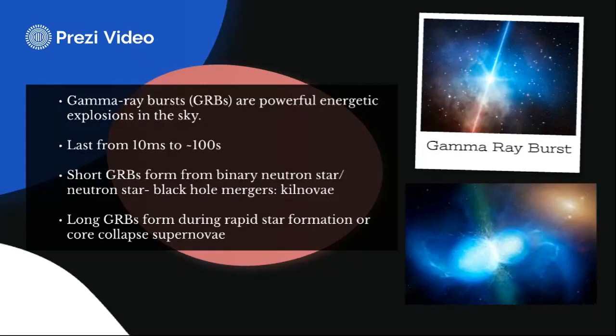Two classes, notably long GRBs and short GRBs, are considered to have different physical origins. Short GRBs are formed due to the merger of binary neutron stars or a neutron star with a black hole. Such mergers produce kilonovae. Long GRBs are formed during rapid star formation, from a core collapse supernova, and during the death of a massive star.